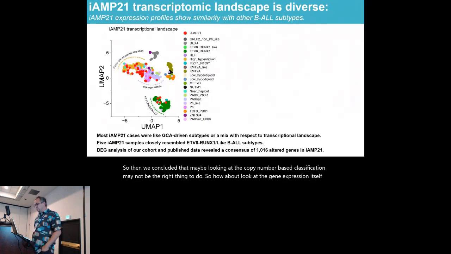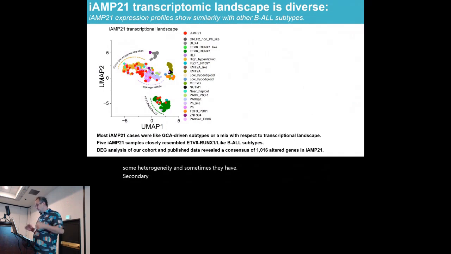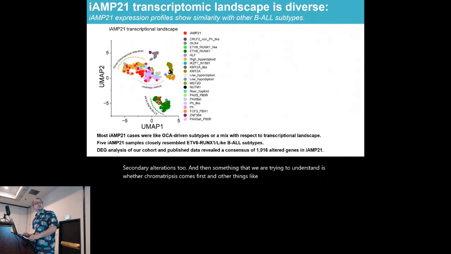We first combined our cohort with a published cohort from Charles Mullighan's lab, and the red dots are iAMP21 here. So you can see there's some heterogeneity, and sometimes they have secondary alterations too. Something that we are trying to understand is whether chromothripsis comes first and other things like the ETV6-RUNX1 translocation come second, or vice versa.